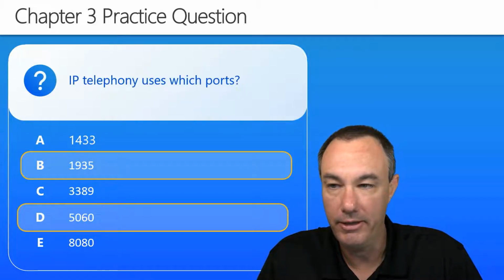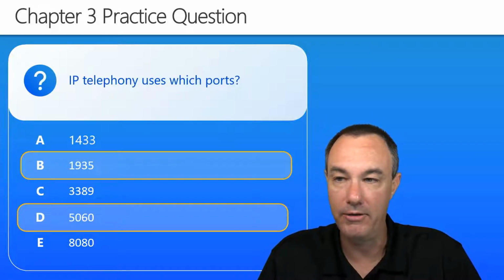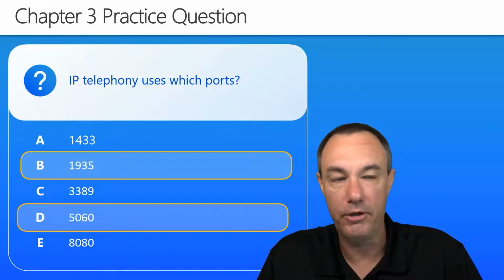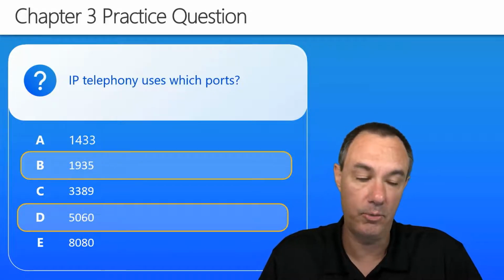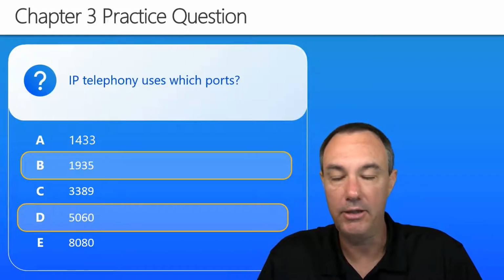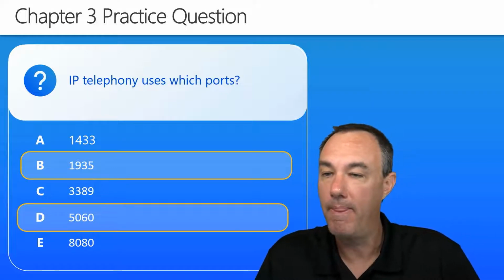I don't expect you to get all of these questions. Sometimes I just want you to see how a question is asked and why it's important to memorize, okay? So IP telephony uses a call setup and teardown message, which is 5060 and 5061 actually, but I think you only need to know 5060. And 1935 is for the communication of the audio feed.